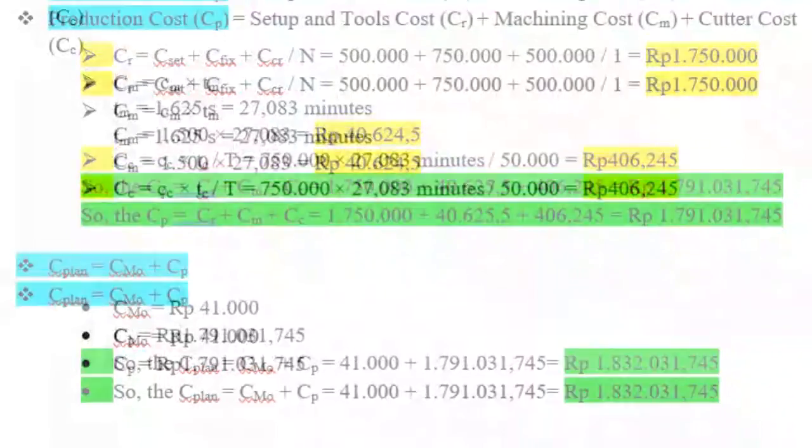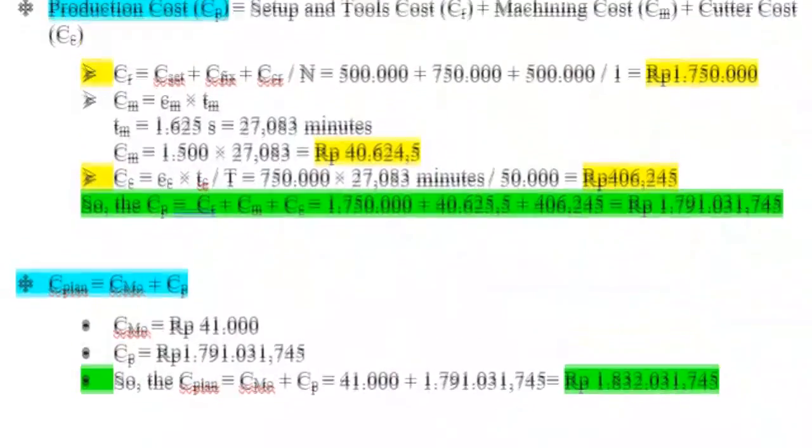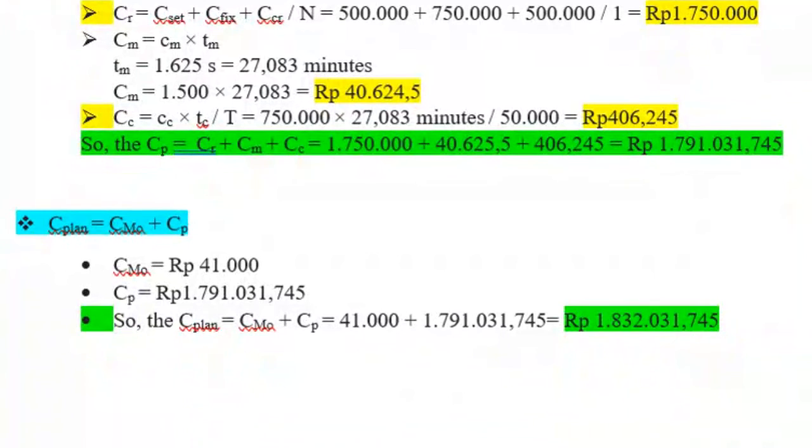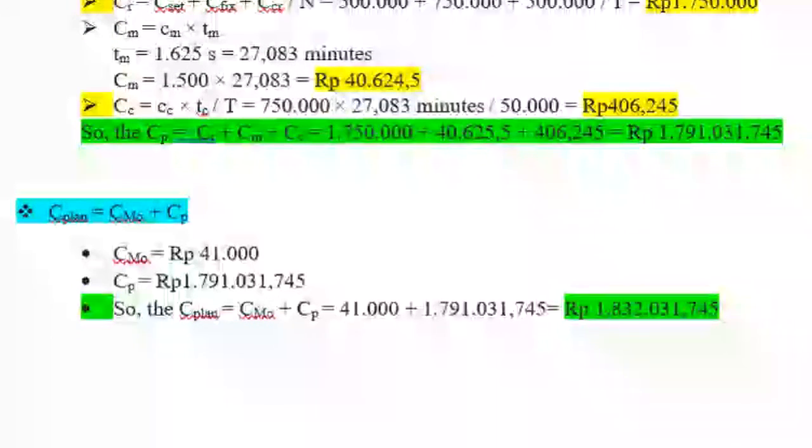After that, we calculate with the cost for each minute, and we got 40,624.5. And the last is we need to calculate the CC. CC is cutter cost. Cutter cost is from the tool cost for each minute and the tool life. So this is the formula, and we just calculated from the data, and we got 406.245.